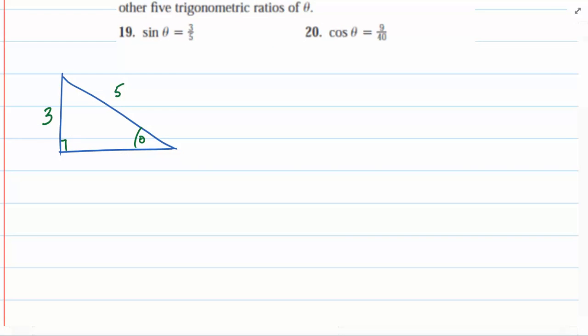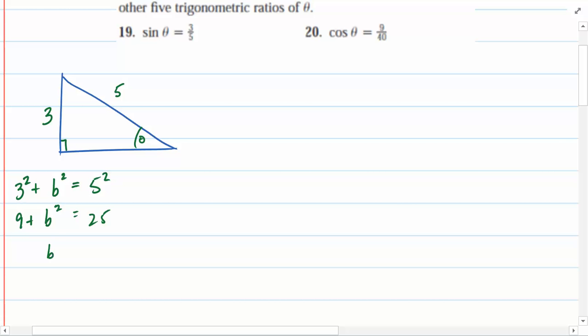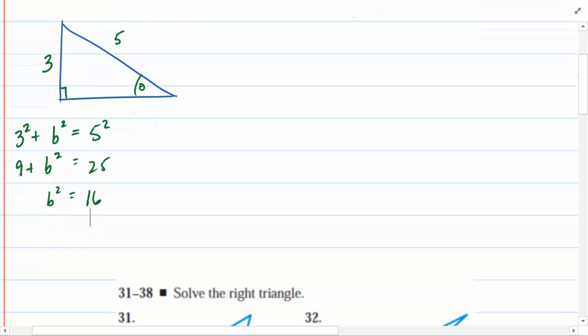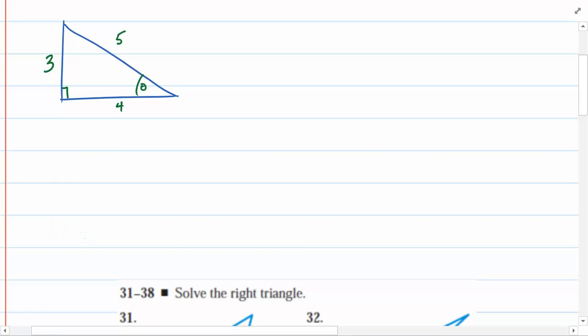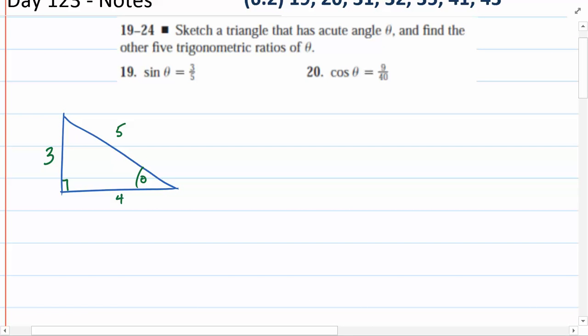So let's quickly calculate what that missing side is by using our Pythagorean equation. 3 squared plus this unknown side squared must equal 5 squared. So that's 9 plus b squared equals 25. b squared is equal to 16. Therefore, b itself has to be 4.